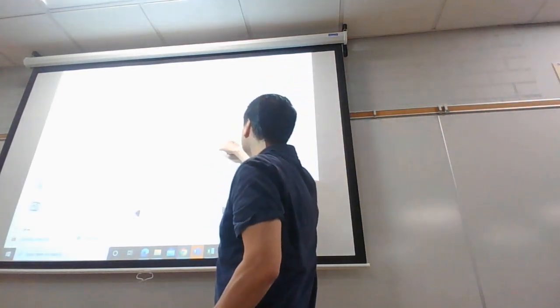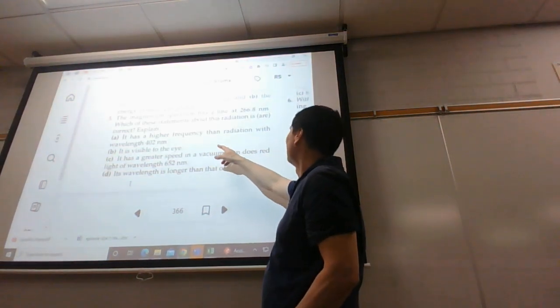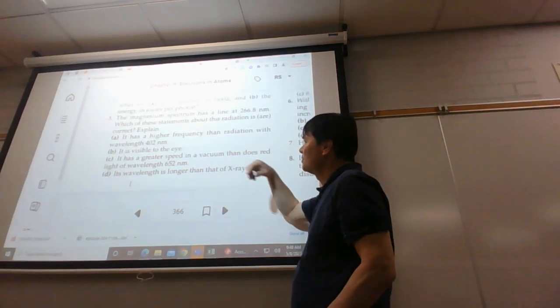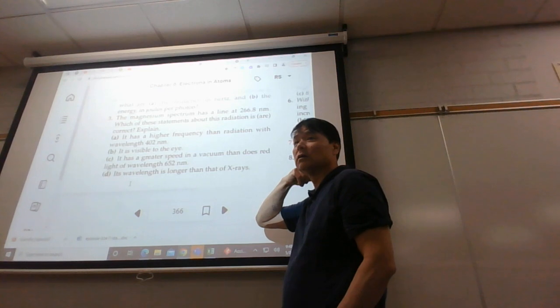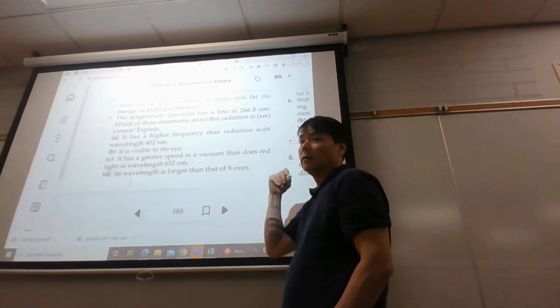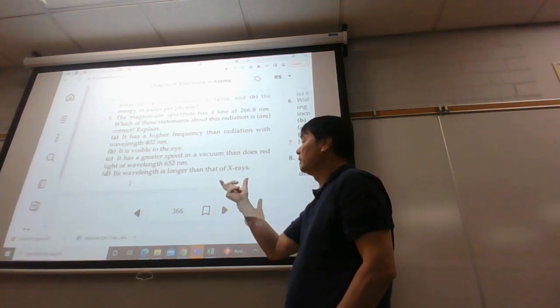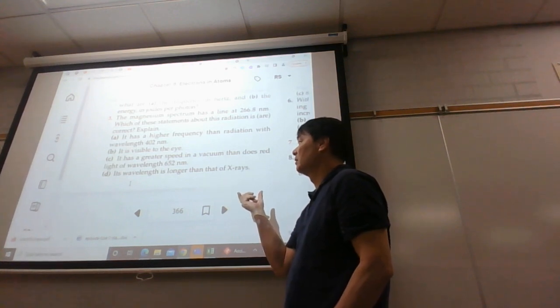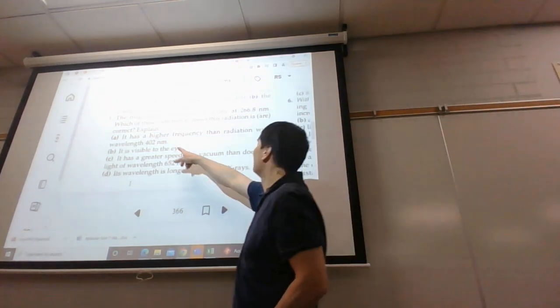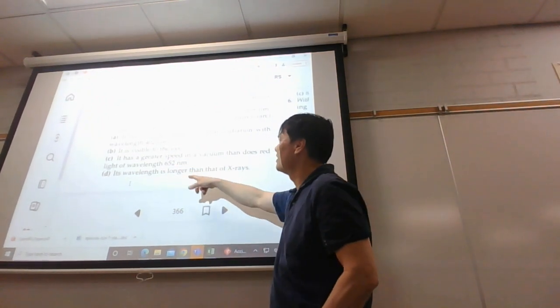All right, it has higher frequency than radiation with a wavelength of 402 nanometers. Is that true or false? The longer the wavelength, the higher the frequency or the lower the frequency? Lower. The lower the frequency. So this is longer wavelength, so this has got to be lower frequency, so that's false.